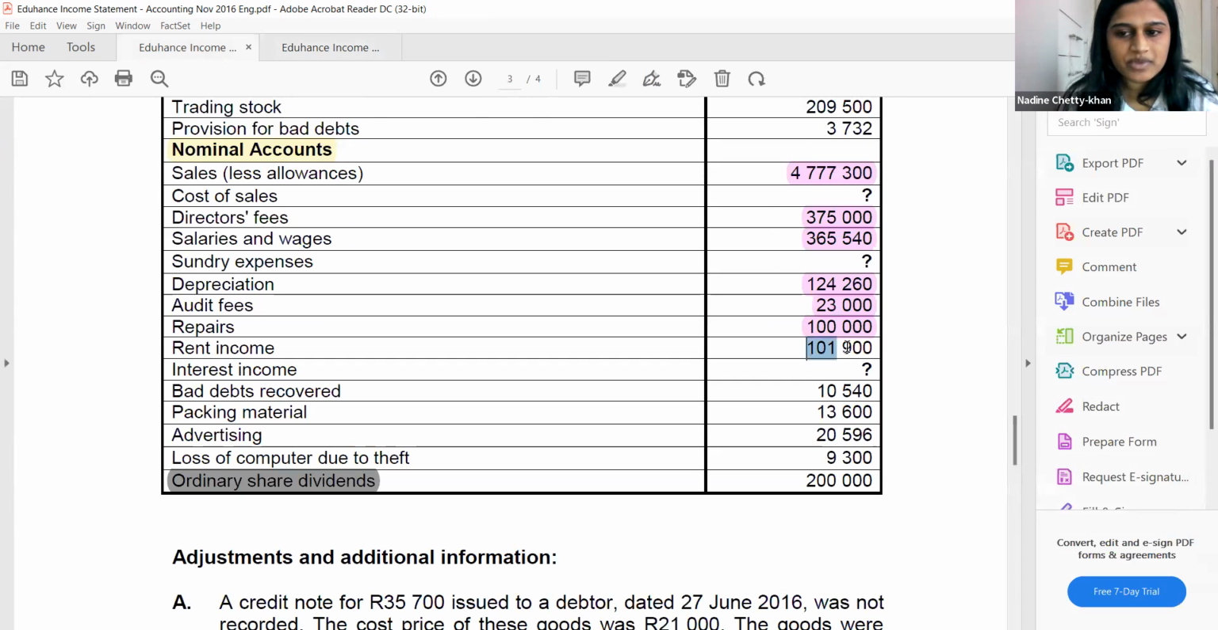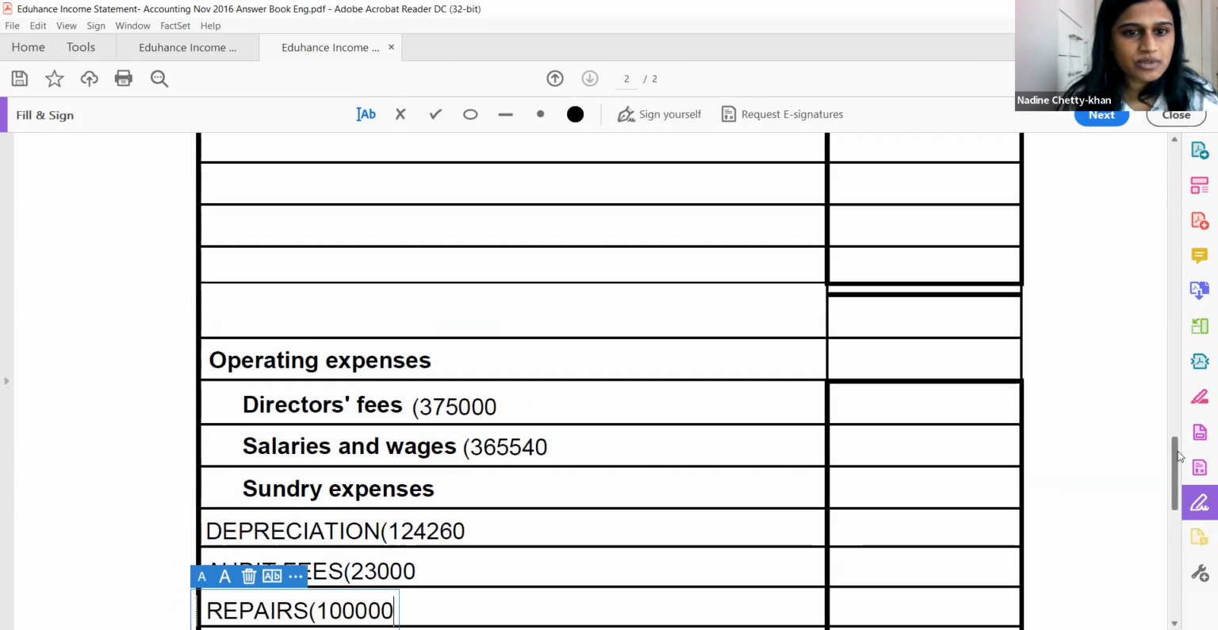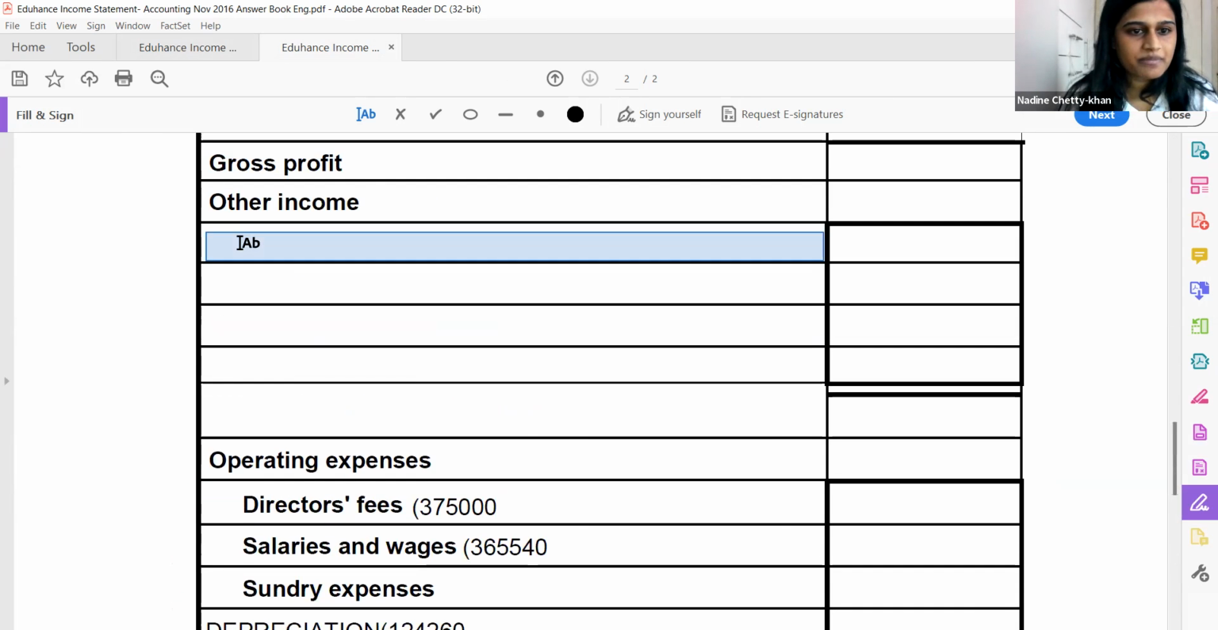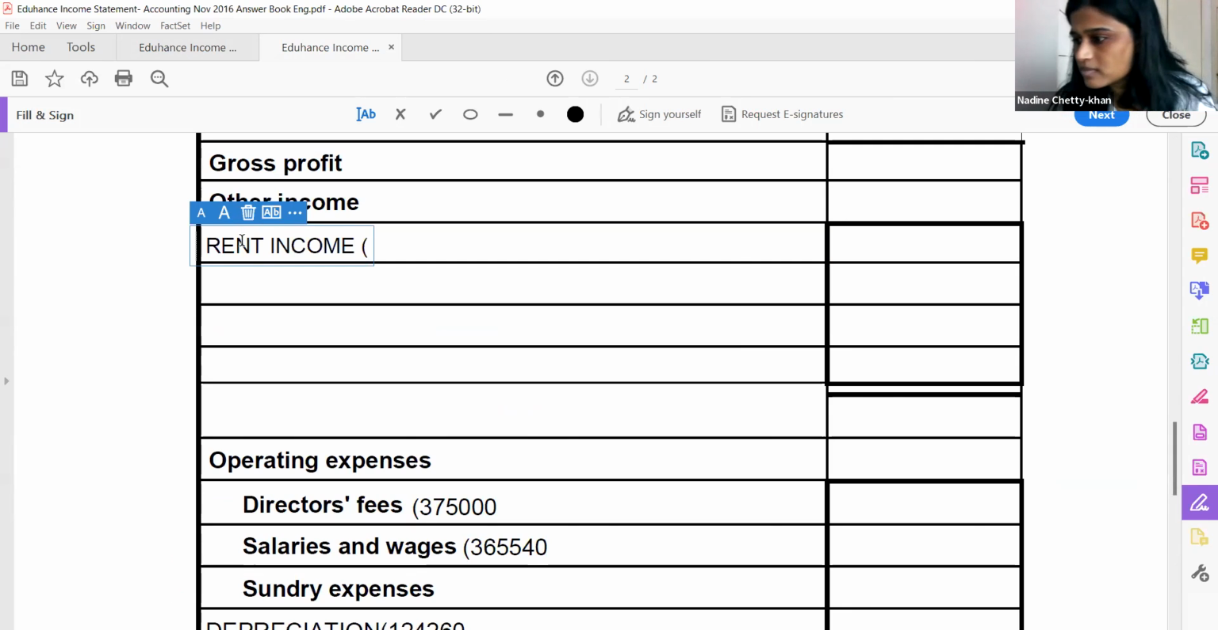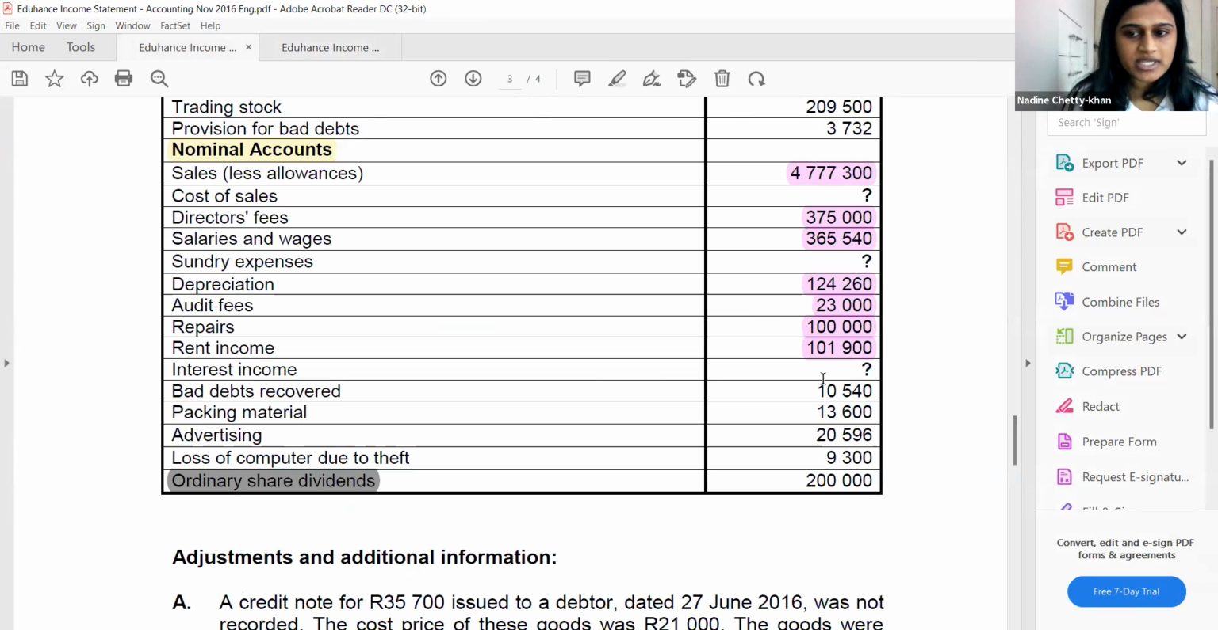Rent income. Okay, this is an income now, 101,900. So we're going to move away from our operating expense section. We're going to go under other income. We're going to put rent income. Interest income, we don't know. Bad debts recovered, that is a type of income, okay?